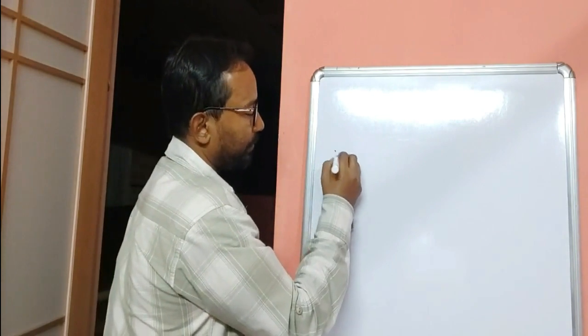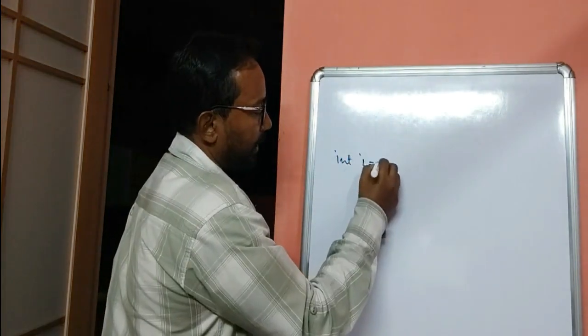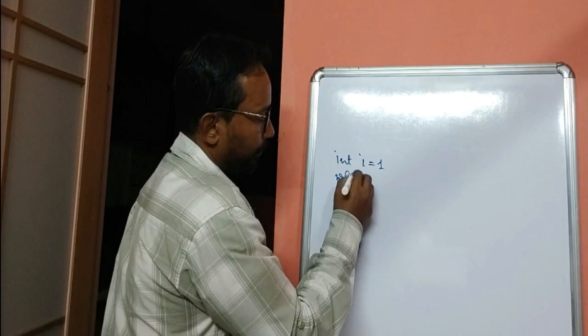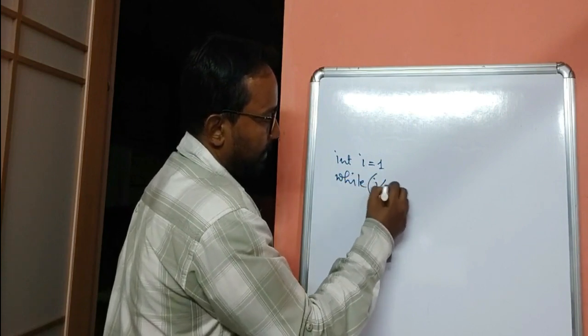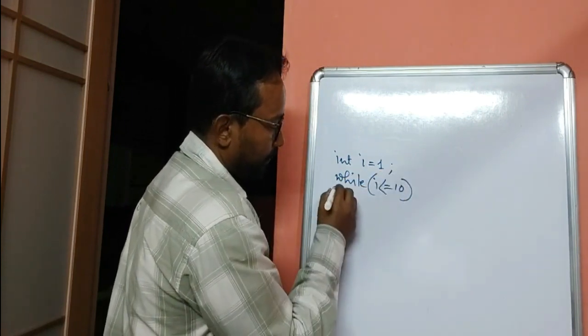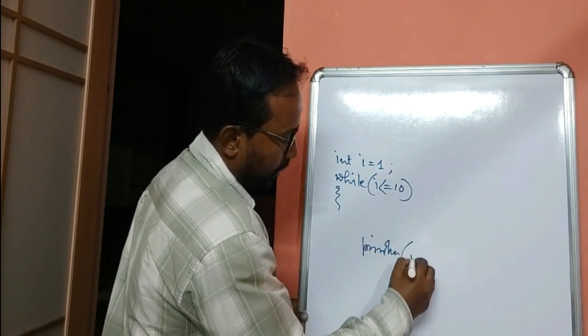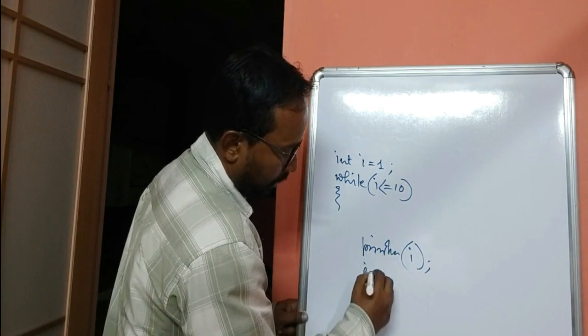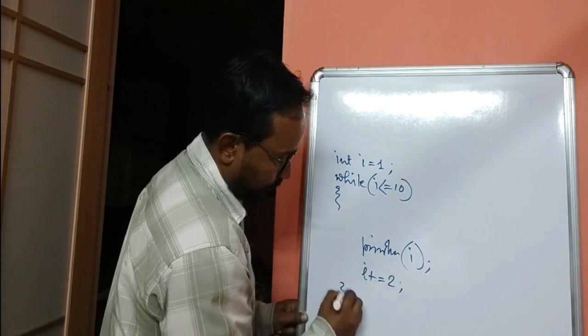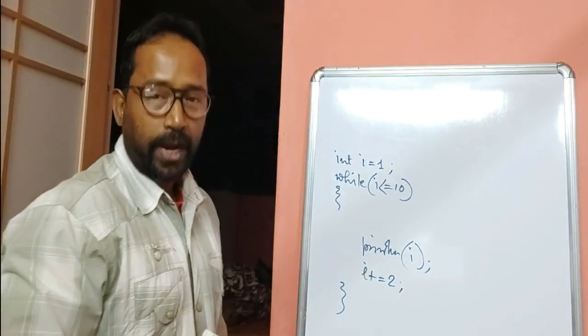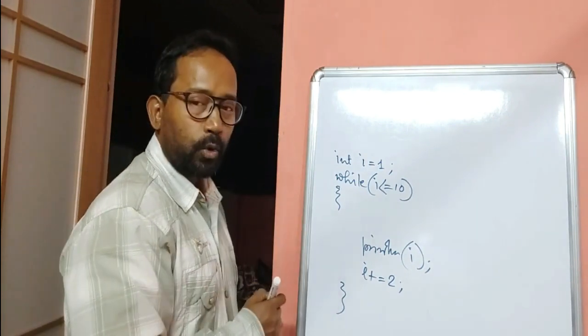Let's see. Int i equal to 1, while i less than equal to 10, System.out.println(i), i plus equal to 2. So this loop is going to be executed 5 times to print the first 5 odd numbers.